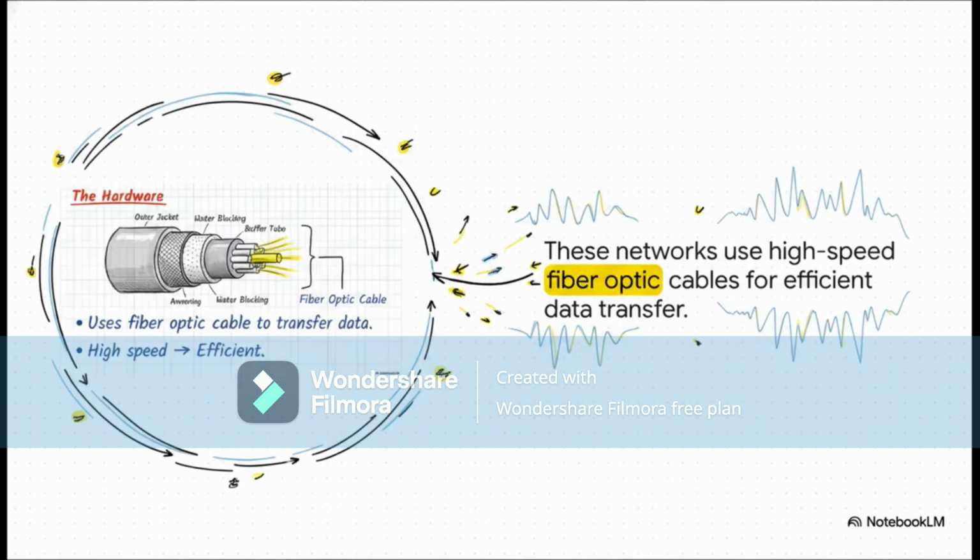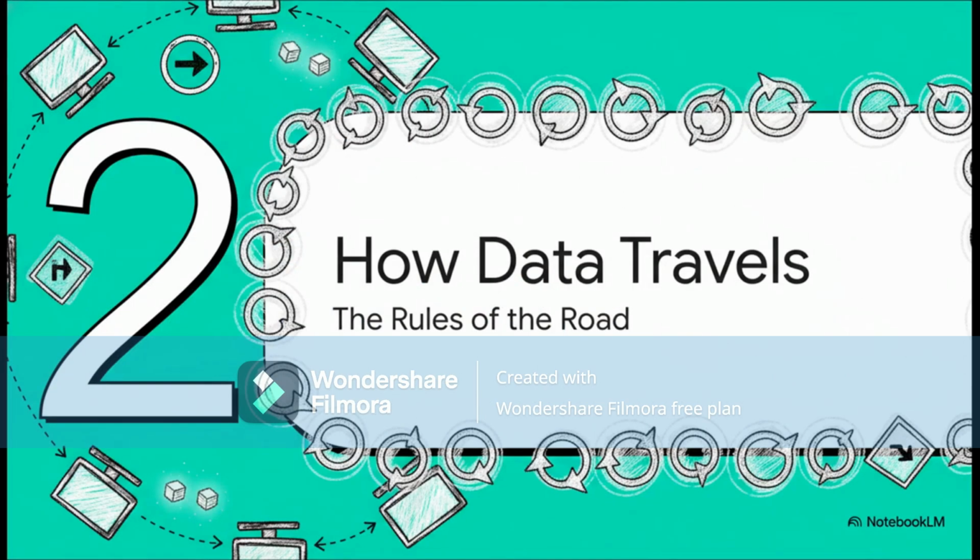You might be wondering, how does all this data move so quickly? Well, a lot of the time, these networks use high-speed fiber optic cables. They're built specifically for really fast and efficient data transfer, which is a big part of what makes the ring network so speedy.